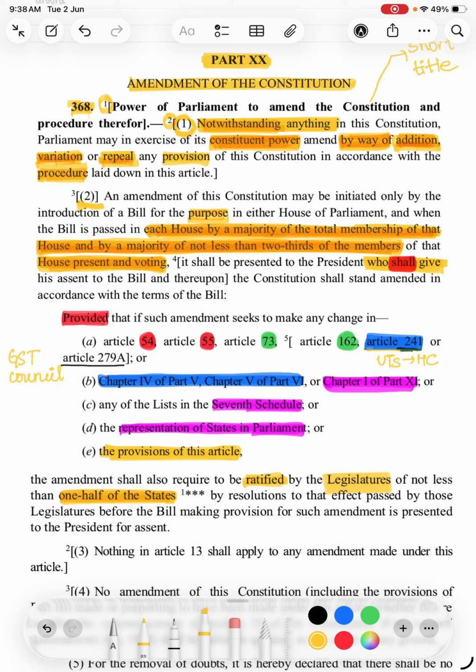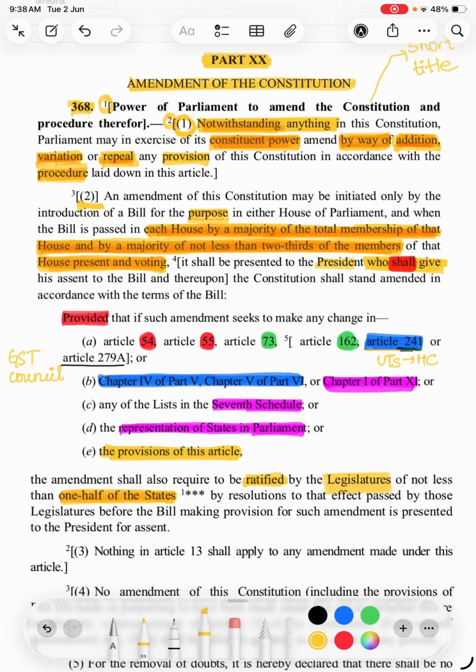So it is asking that each house should pass this bill with the special majority and in the same version. Both the houses should agree to the same version, same provision. If at all they don't agree on the same version, it will be a deadlock. Okay, the same version should be accepted by both the houses, and then it shall be presented to the president, who shall give his assent to the bill.